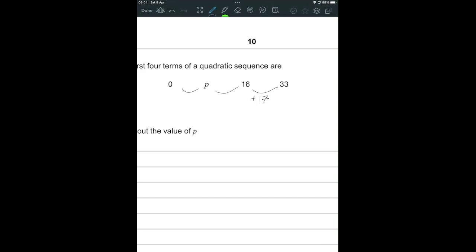I could have 7 and 9, they go up in 2s, but then 9 can't get to 17. What about 6 and 12? That doesn't seem to work either, that goes up by 6, then we went from 12 to 17, which goes up by 5. What about 5 and 11? Well, 5 and 11 does work. If I make it plus 5, plus 11, I have my second difference being plus 6, and that indeed does work. That'll get me from 0 to 16 in 2 steps in a way that's consistent with the 17 afterwards. So therefore the value of p is 5.